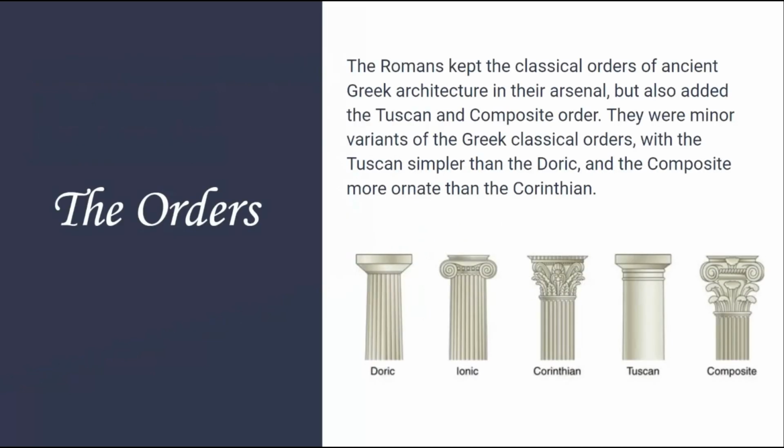Starting with the orders, we see that the Romans kept the classical orders of ancient Greece. They added two more to the collection, though. They are the Tuscan and the Composite, one simpler and one more ornate than the classical Greek set. The Tuscan drew inspiration from the Doric column, however, it has no fluting and has very minor variation to the plain capital. The Composite, on the other hand, is a mix between the Corinthian and the Ionic, holding both acanthus leaves and volutes in its capital.